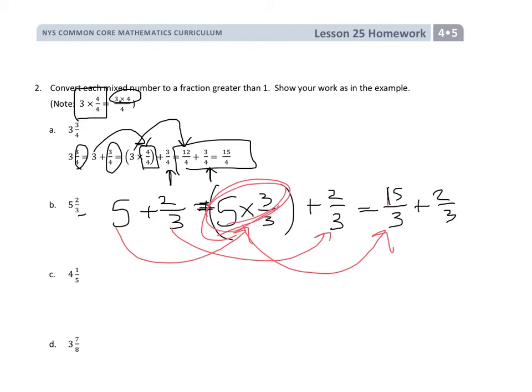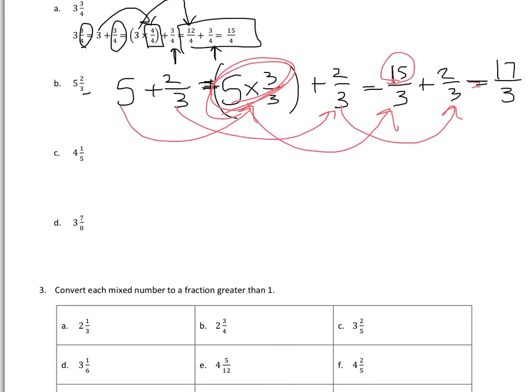I have 3 parts that make a whole, and I have 5 whole, so I have a total of 15 parts out of 3. And then this 2/3 just continues to be added to the problem. When I do that, I can see that now I'm ready to solve for the improper fraction. 15 plus 2 is 17/3. So I'm going to come down and do D with your student, and you can try E on your own.